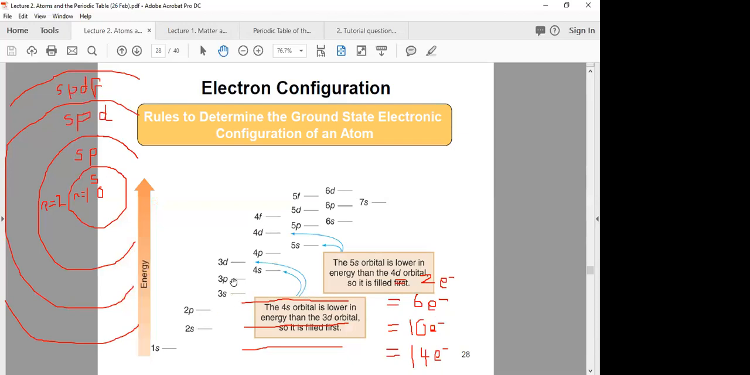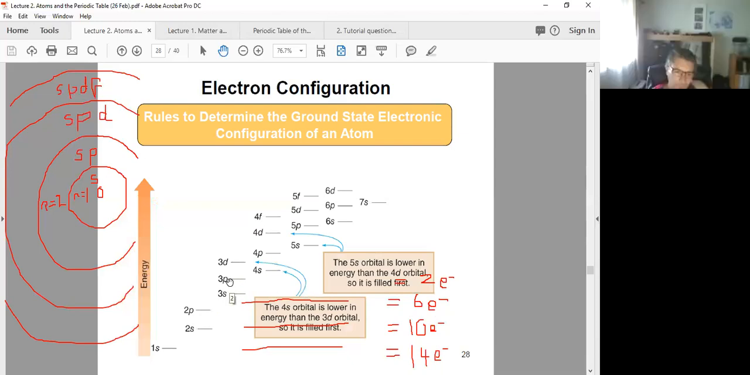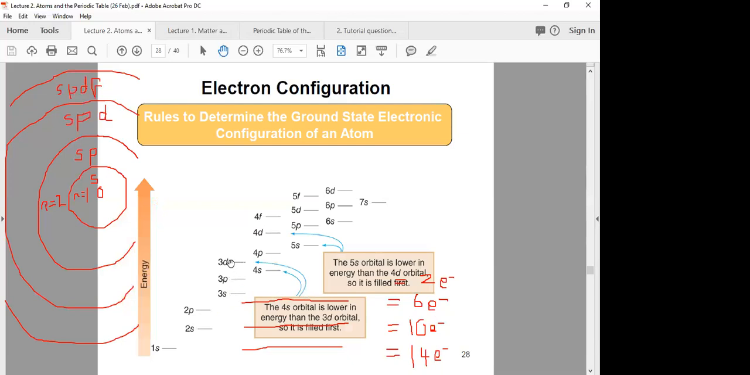Let's say you had more electrons to place. Instead of going from 3p to 3d, you have to go from 3p to 4s, fill that subshell first, and then you would fill the 3d subshell. And the reason for that is because it's been experimentally determined by scientists that the 4s orbital is lower in energy than the 3d orbital.